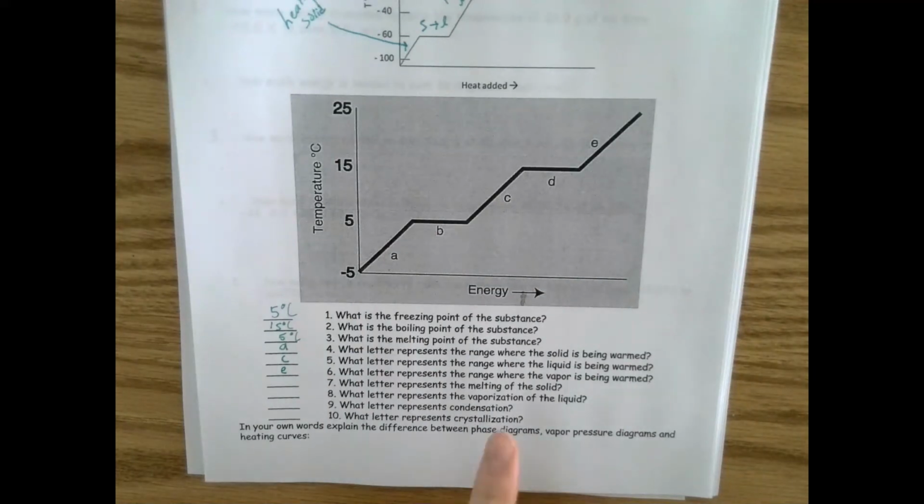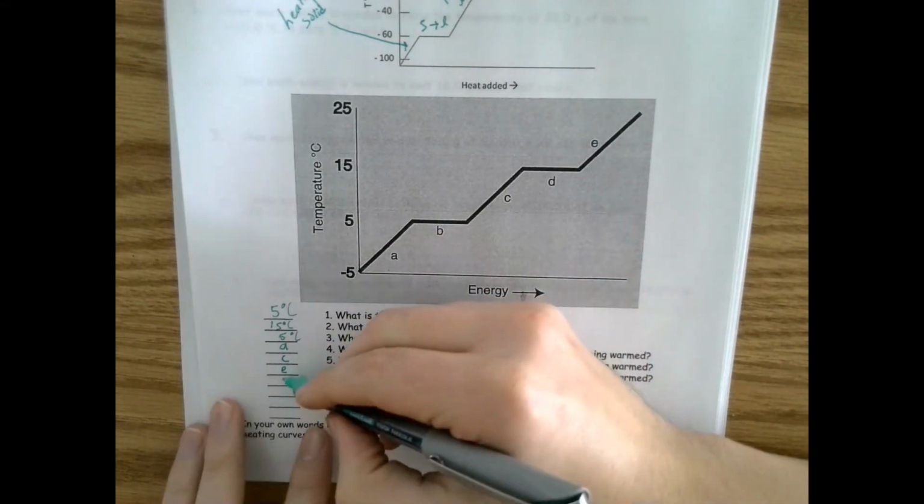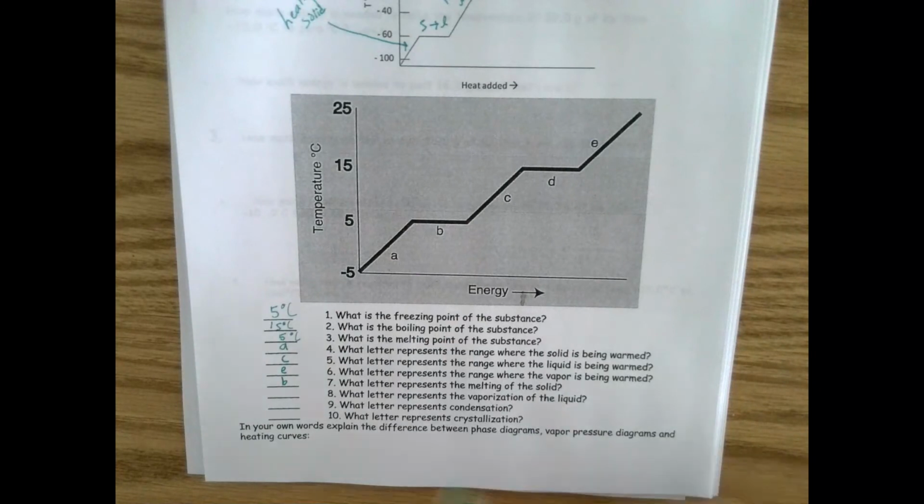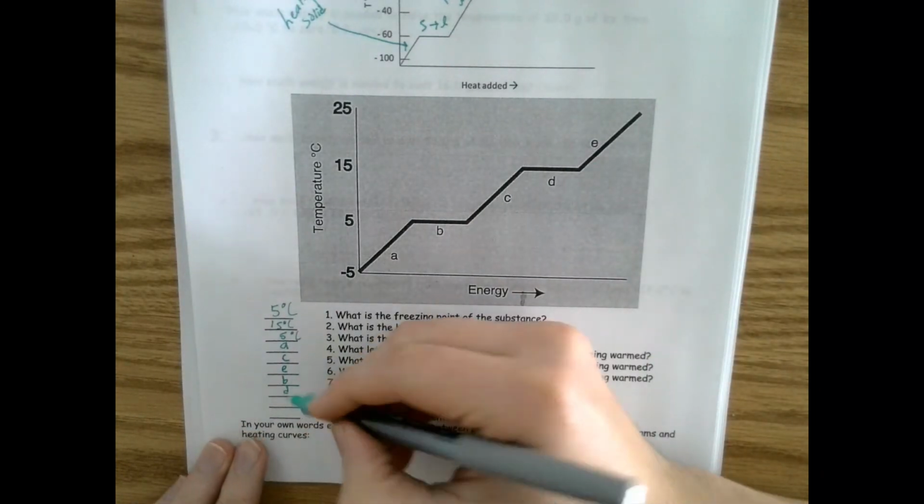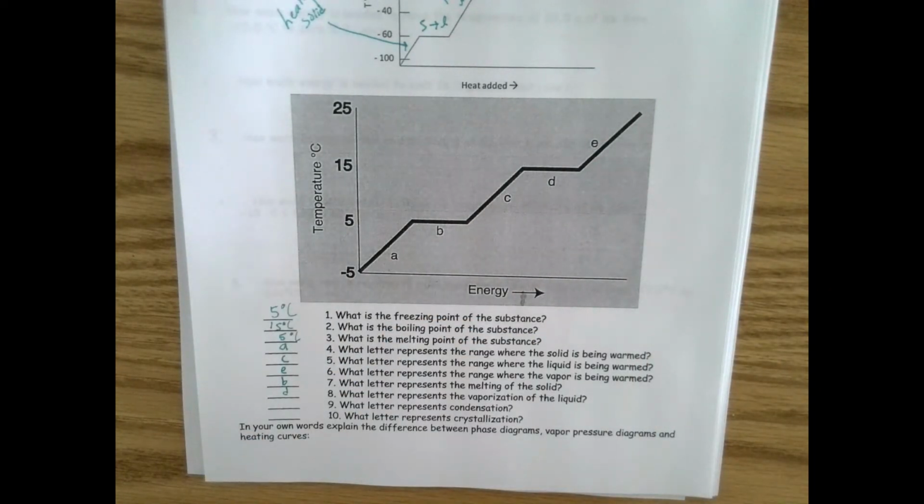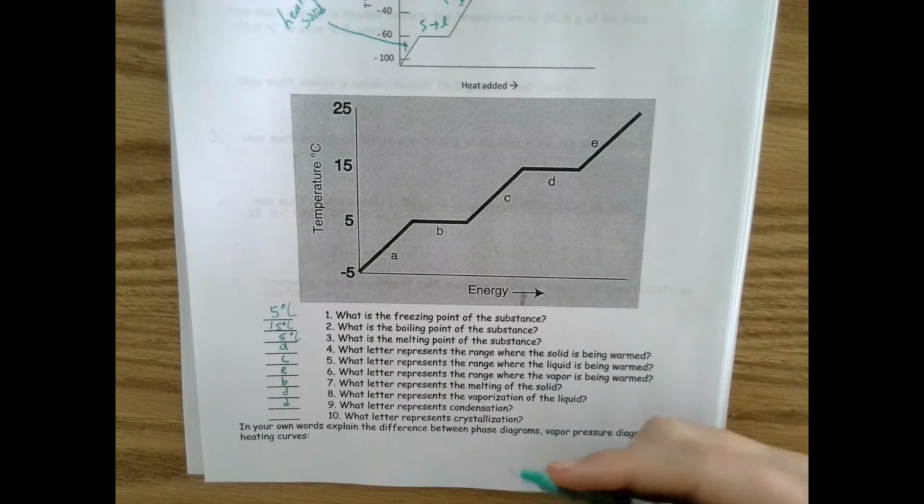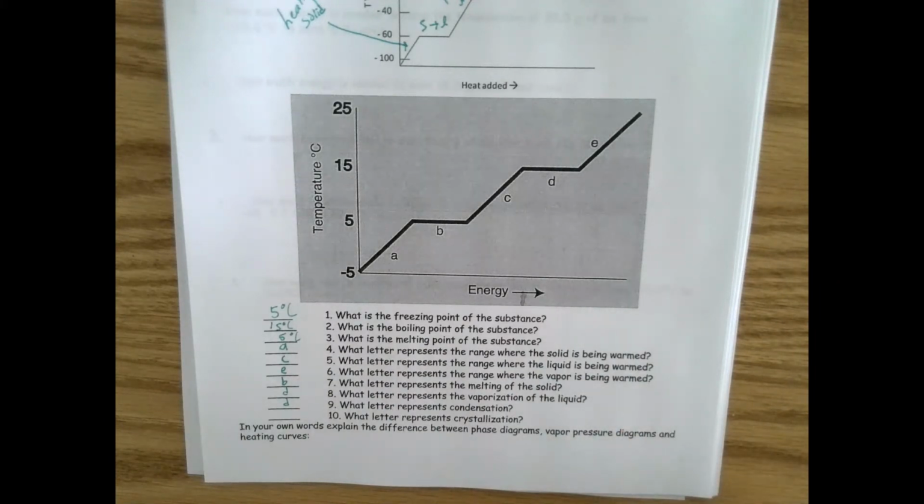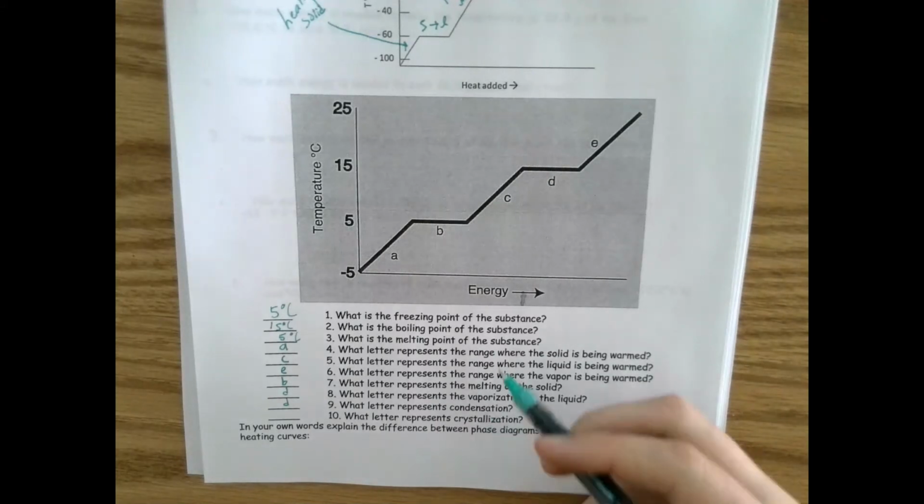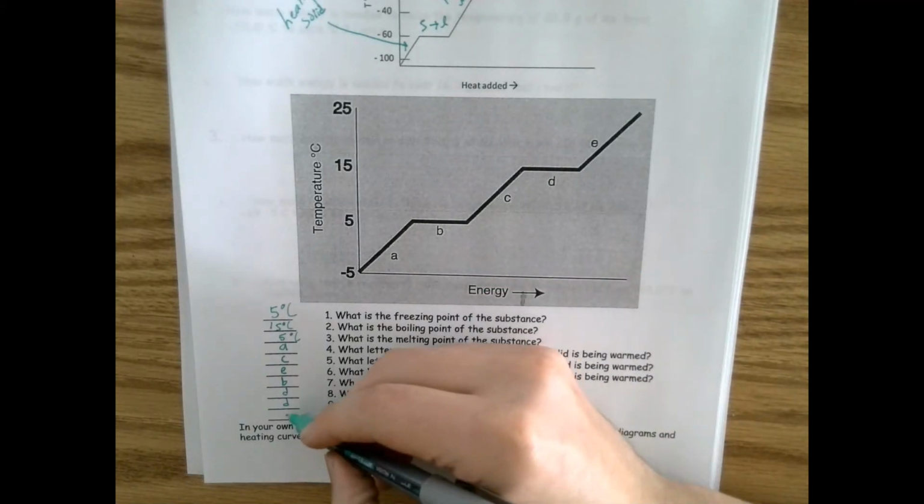Which letter represents the melting of a solid? We already answered that really. B, we're melting. Vaporization is at D. Which letter represents condensation? Condensation is the opposite of vaporization, so D. And then crystallization is not a word we use a whole lot, but crystallization can be used to describe the phase change from a liquid to a solid. So again, that would be B.